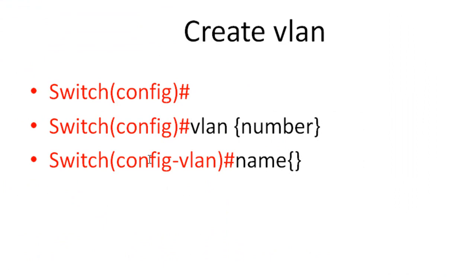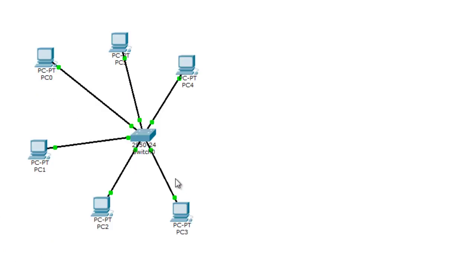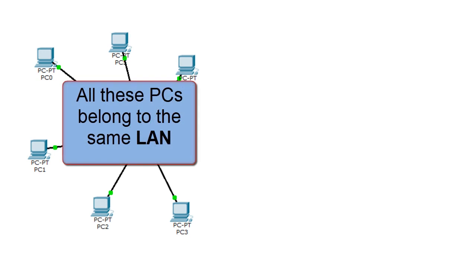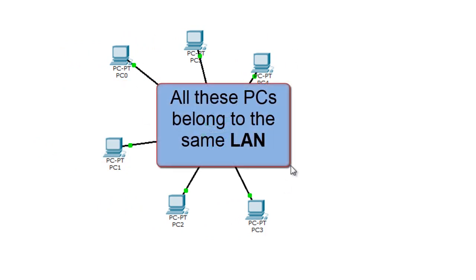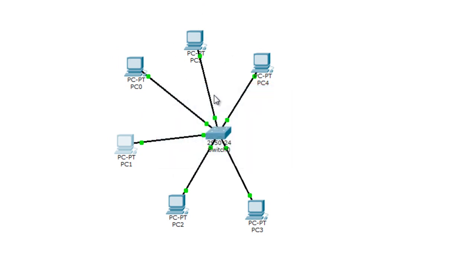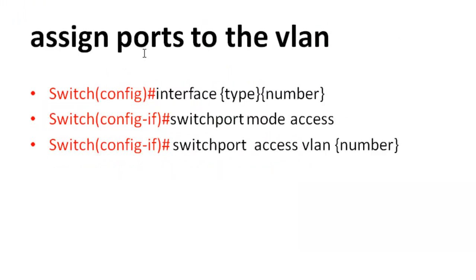So we created the VLANs, we named those VLANs, and we verified the VLAN configuration, and everything is fine. So what you need to keep in mind is we created the VLANs, but nothing changed on this network, because all these PCs. So now what we need to do in order to divide this LAN into multiple LANs or VLANs, we need to assign ports to the VLAN, and like you see up here in this presentation, this is the configuration you need in order to assign ports to the VLAN.